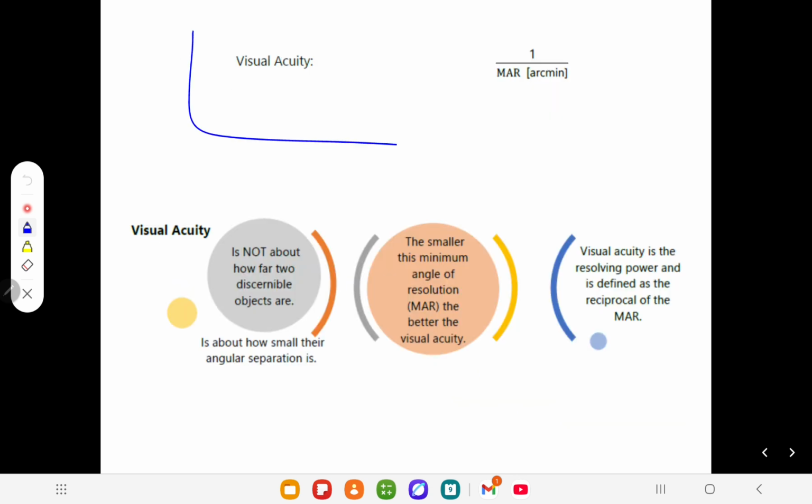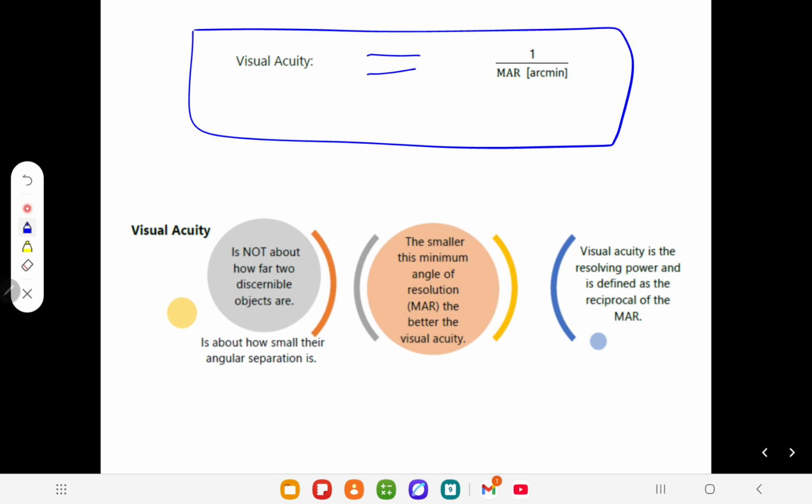So sometimes you see such an equation: visual acuity equals 1 divided by MAR, the minimum angle of resolution. That's why sometimes you can see the unit of visual acuity is the reciprocal of arc minute, arc minute to the power minus 1. Okay, simple as that. That's why visual acuity is not about how far two discriminable objects are.